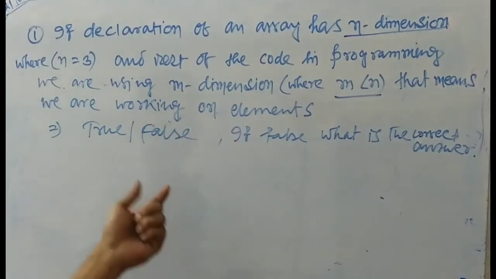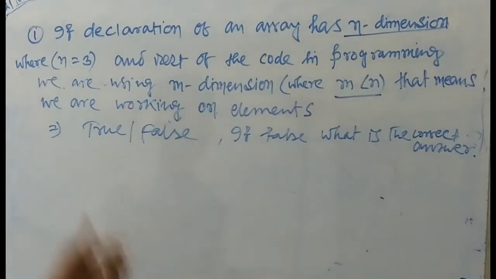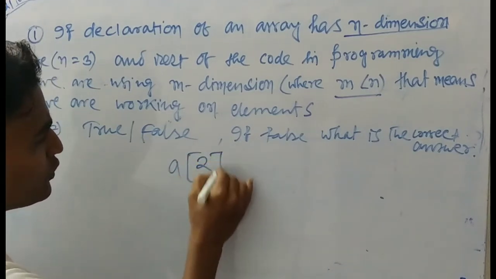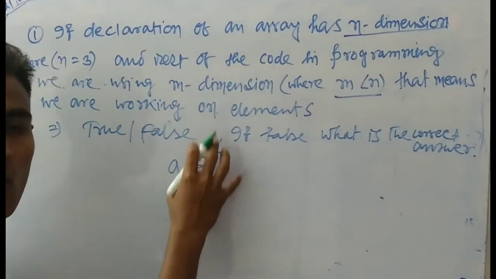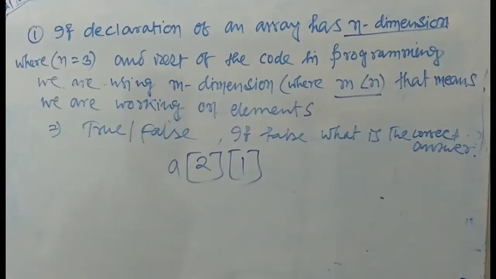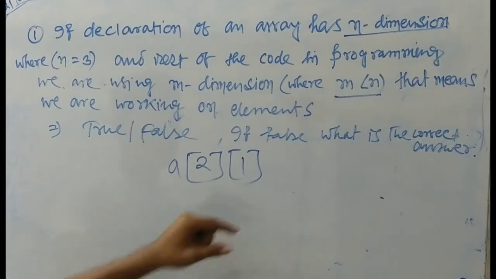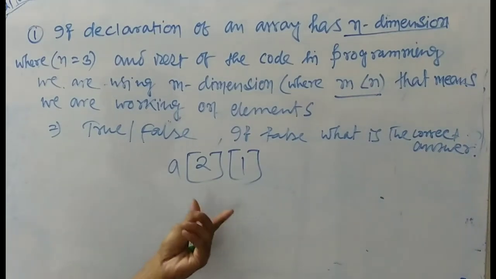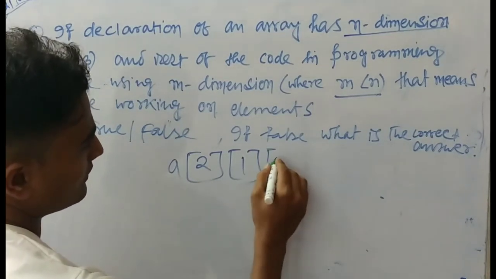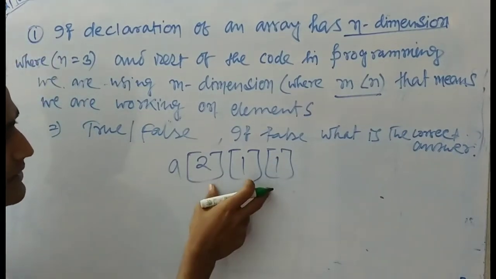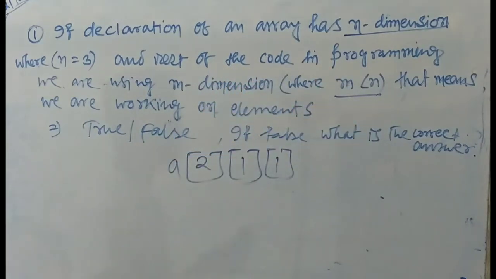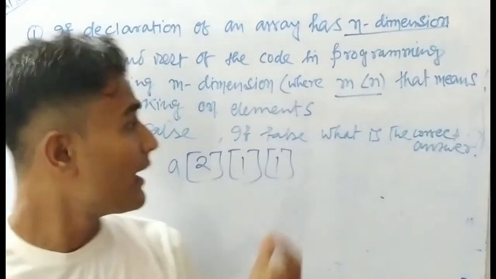Now my question is about n dimensions, where n is 3. In this case, a[2] means one dimension. If there is a[2][1], that means this is two dimensions. And three dimensions means this.